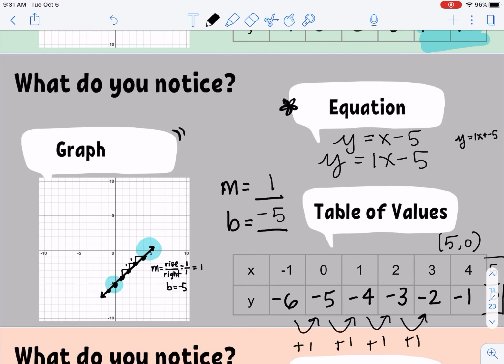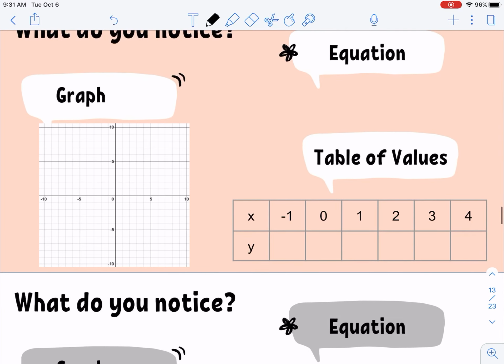Okay, let's try another problem. Let's do 0, 0, and 1, negative 1, negative 2, negative 3, negative 4, positive 1. Make your prediction right now. What is M and what is B?